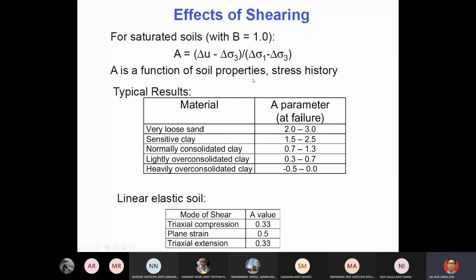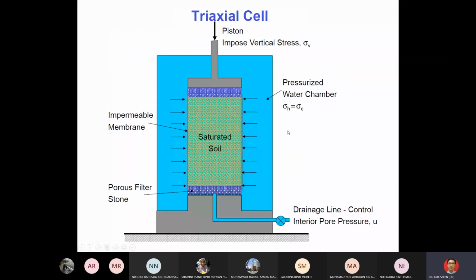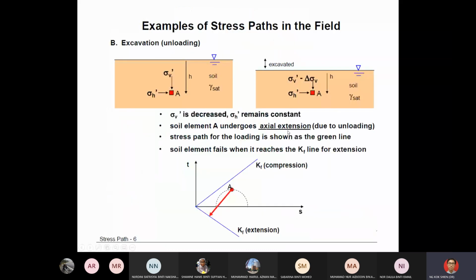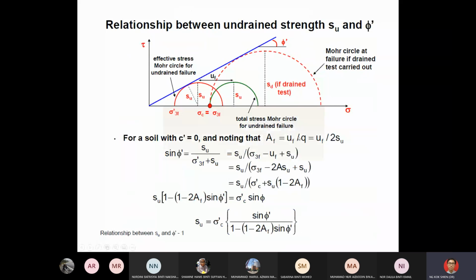It can be sand, clay, different types of material will also give you different A parameter. So this is a function of soil properties and stress history. So it can vary from negative to positive. So this value is highly variable. Okay, it depends on the type of soil. Okay, so we'll come back to this later on, maybe next week. For now, you just remember the formula for A, which is pore pressure divided by Q, which is deviator stress. Okay, remember this first.